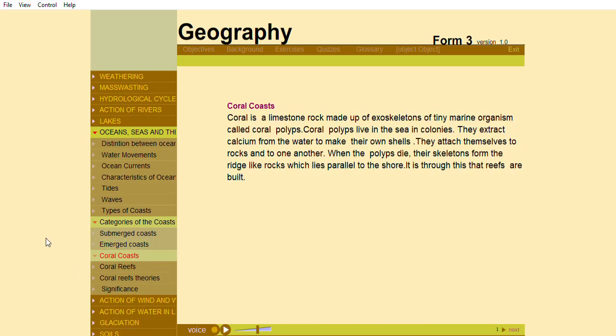Coral coasts. Coral is a limestone rock made up of exoskeletons of tiny marine organisms called coral polyps. Coral polyps live in the sea in colonies. They extract calcium from the water to make their own shells. They attach themselves to rocks and to one another. When the polyps die, their skeletons form the ridge-like rocks which lie parallel to the shore. It is through these that reefs are built.